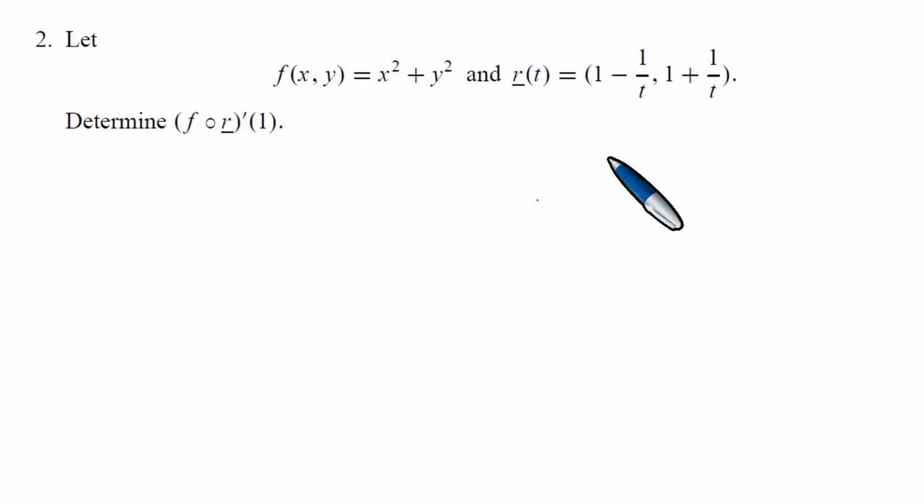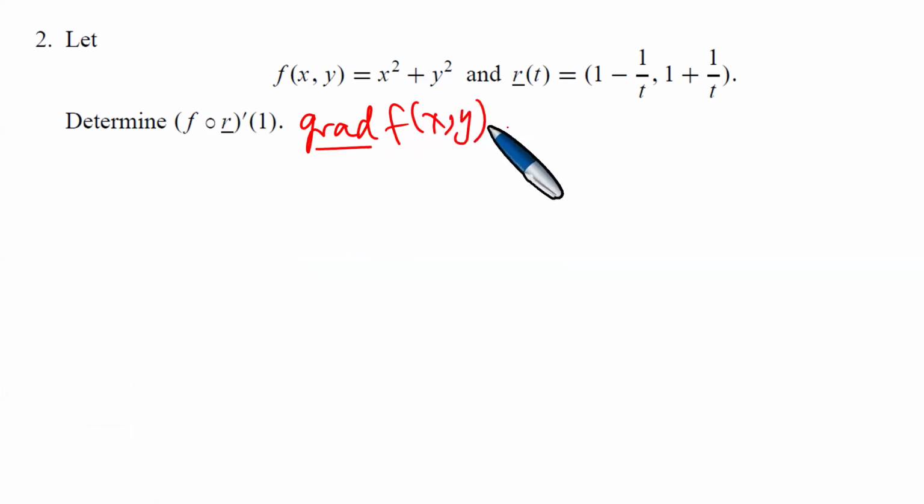Now at this point, normally in the exam, they ask questions of this nature. Let us practice together. First things first, we have been given f of x and y, which is x squared plus y squared, and r of t equals 1 minus 1 over t and 1 plus 1 over t. We therefore need to determine the composition of f and r primed of 1. We need to first get the gradient. So first we find the gradient of the function f of x and y.